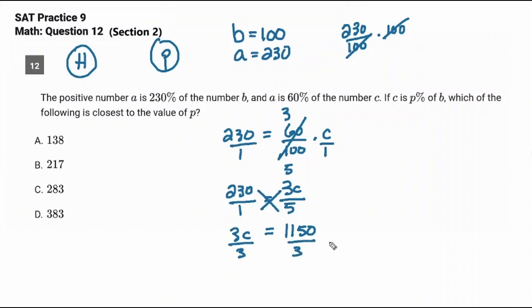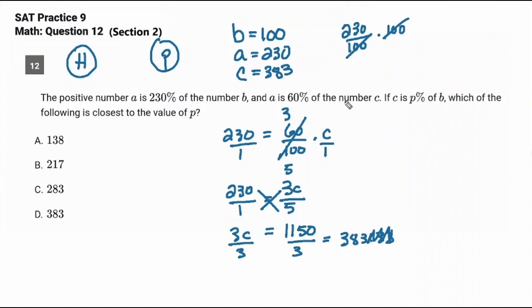And when you divide 1150 by 3, you're going to get 383.33, goes on forever. But remember we said we have a license to round. So we're just going to round that to 383. All right, so what is c? 383.